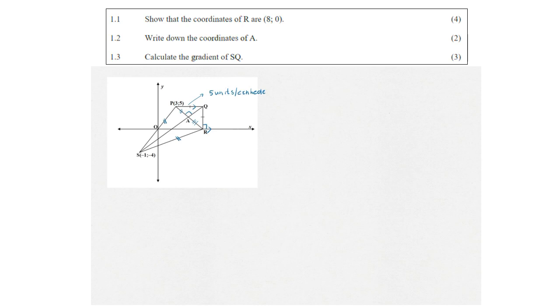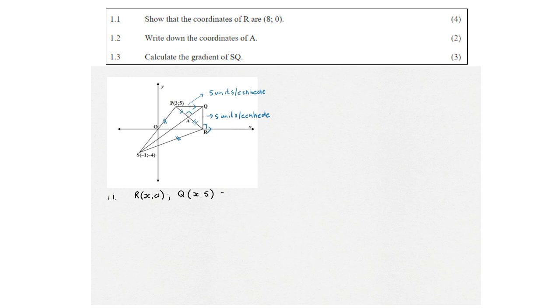In the first question, they ask us to show that the coordinates of R are 8 and 0. R lies directly below Q, since they told us that QR is perpendicular to the x-axis, and QR is equal to PQ. They gave us that the length of PQ is 5 units, so that means the length of QR is 5 units. And since Q and R lie directly below each other, they have the same x-coordinate. We don't know what the x-coordinate is, so we can just say that it is x.